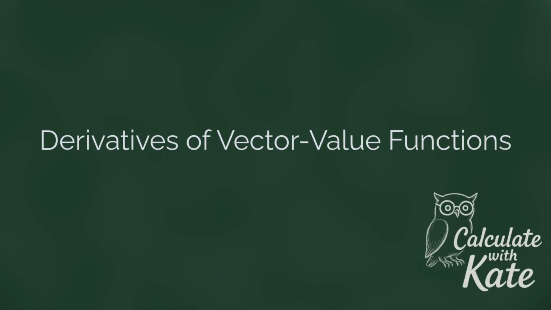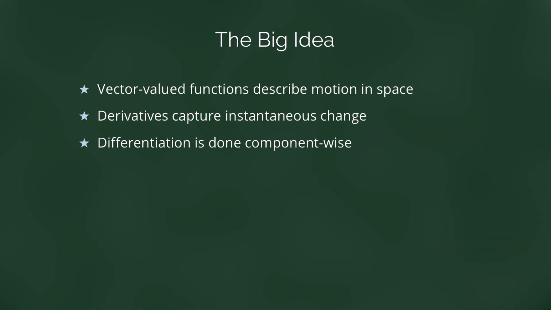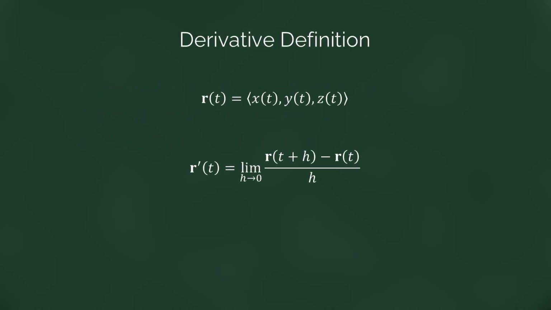Now that we know how to take a limit, this allows us to examine the idea of the derivative of a vector-valued function. Vector-valued functions can be used to describe motion in space, which means that their derivatives are going to capture the instantaneous changes in that motion. And we'll see, just like we did for limits, that we can differentiate component-wise. Let's take a look at why component-wise differentiation makes sense.